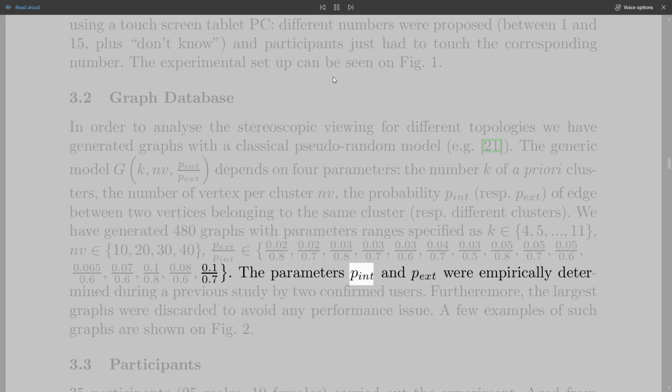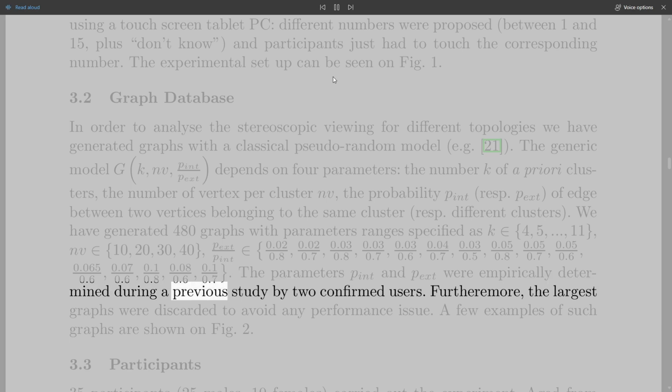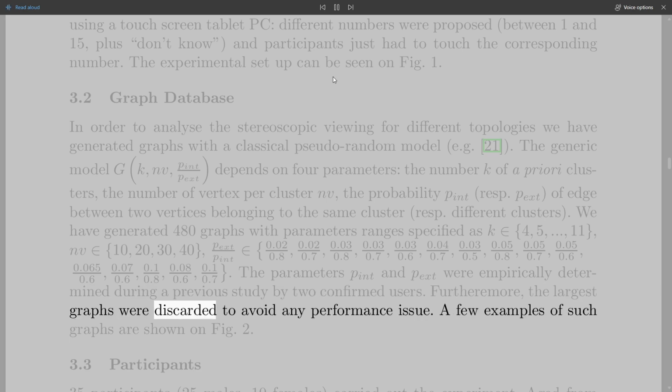The parameters pint and pext were empirically determined during a previous study by 2 confirmed users. Furthermore, the largest graphs were discarded to avoid any performance issue. A few examples of such graphs are shown on Figure 2.